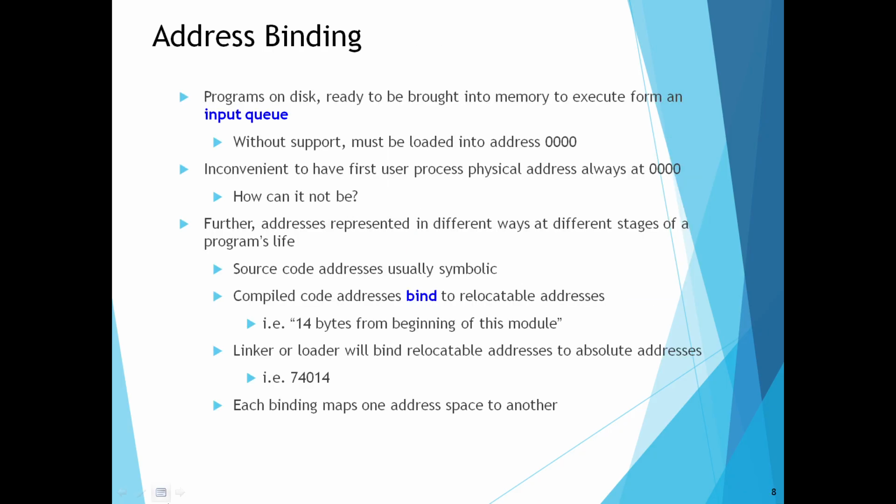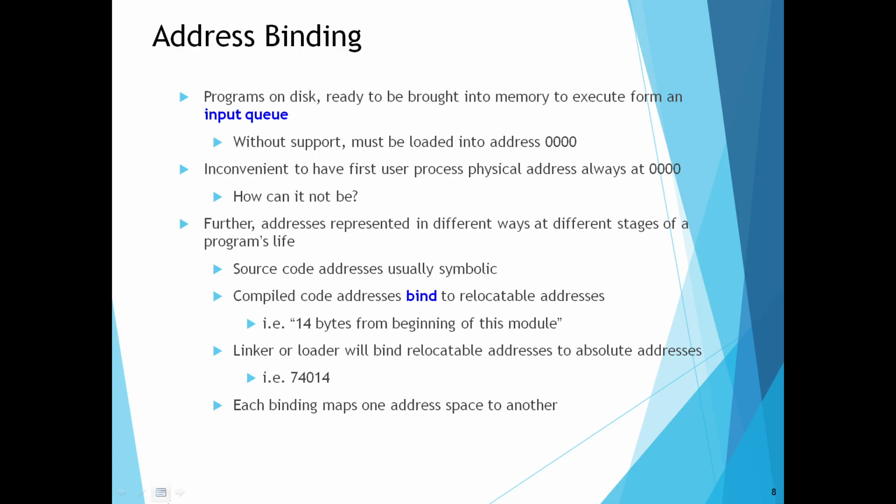Here we have an important concept of address binding. What is address binding? Once we complete the program writing, it is available on secondary memory. Once we are going to execute a program, it should be ready to be brought into memory to execute from an input queue. Without support, it must be loaded at the starting address, that is 0000. It is inconvenient to have the first user process physical address always at 0000. We cannot store all the addresses starting at 0000, so for that we need to generate different addresses.